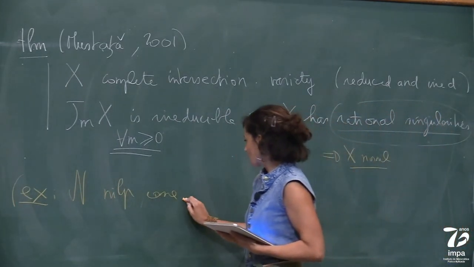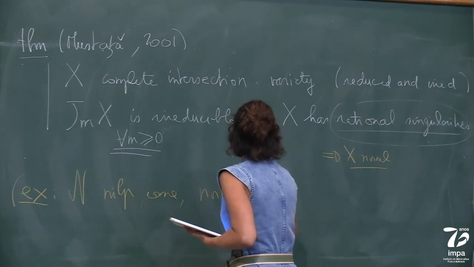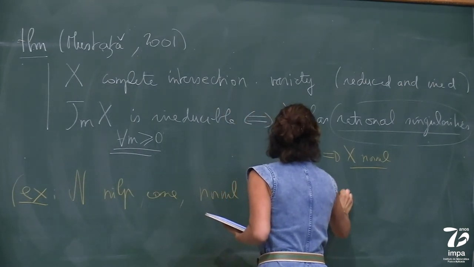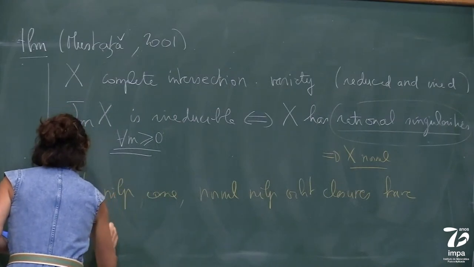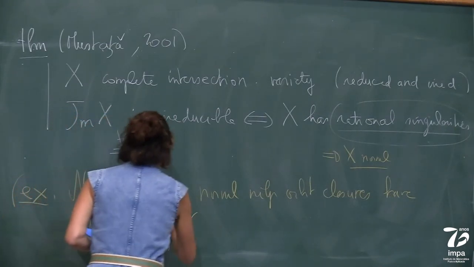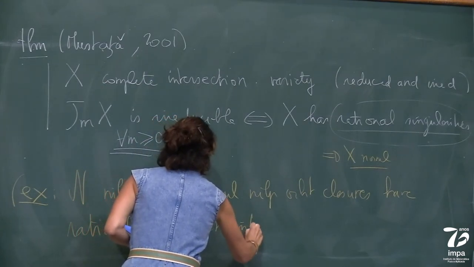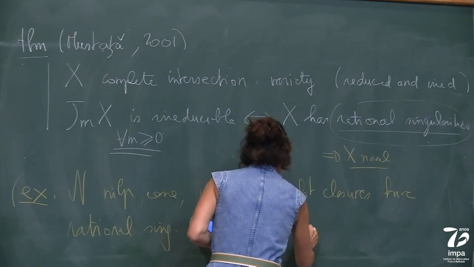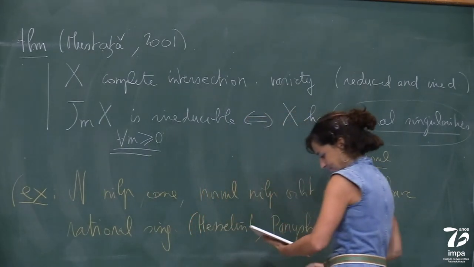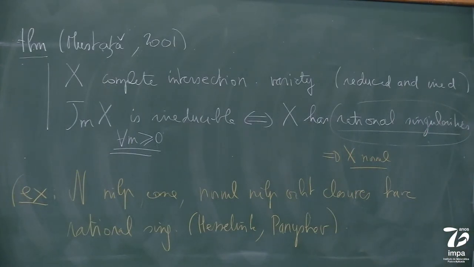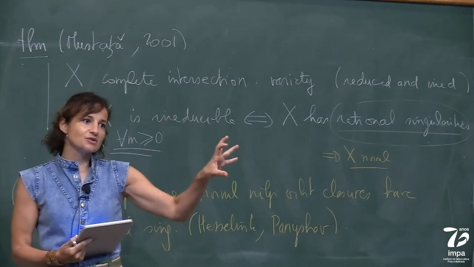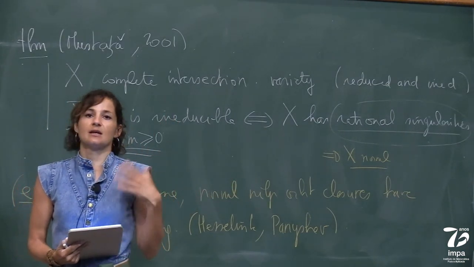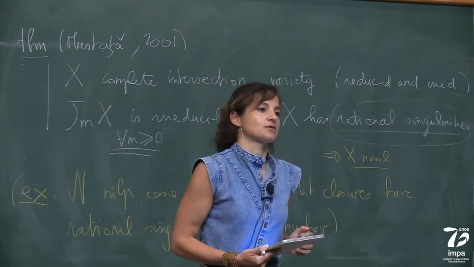Yes, the nilpotent cone and normal nilpotent orbit closures have rational singularities. This is due to Hesselink for the nilpotent cone and Panyushev for the more general case of nilpotent orbit closures. This is a very deep result, and Mustață has used motivic integration to prove this. And of course, motivic integration is a culminating point of the phenomenon that the geometry of arcs should give information about singularities, because it's an integration theory over the arc space of a variety.